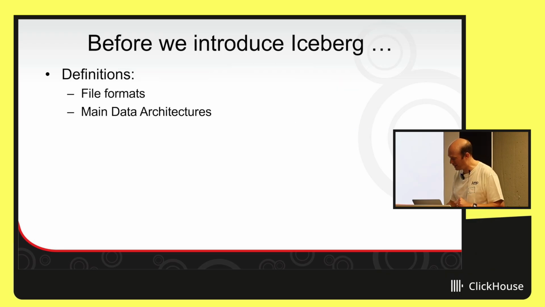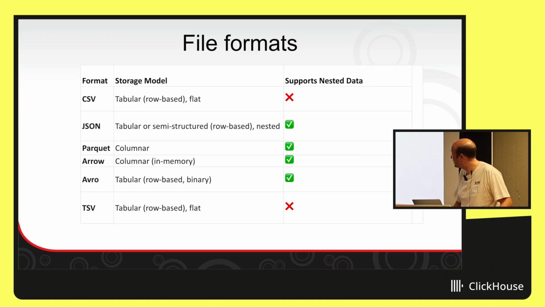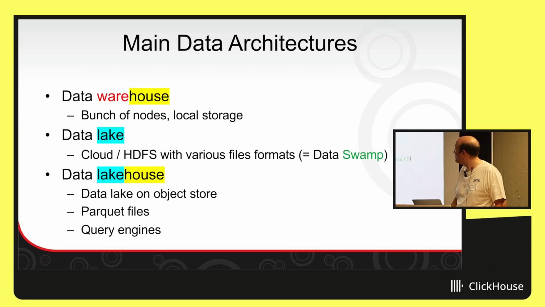So before I introduce Iceberg, I need to tell you about the file formats and the main data architectures. File formats are typically an Excel file, a CSV file, a Parquet file, which is columnar too. JSON is also a file format, so that's very simple. And for the main data architecture, you have the data warehouse. ClickHouse is typically a data warehouse. It has a bunch of nodes, local storage, shared nothing architecture, and new kinds of architectures have appeared in the last 10 to 20 years.